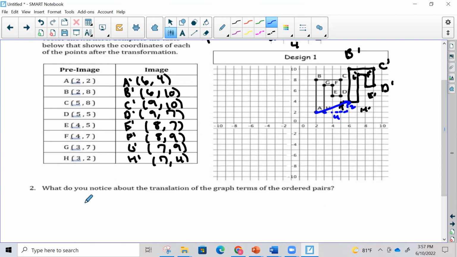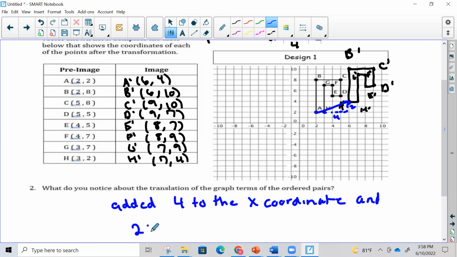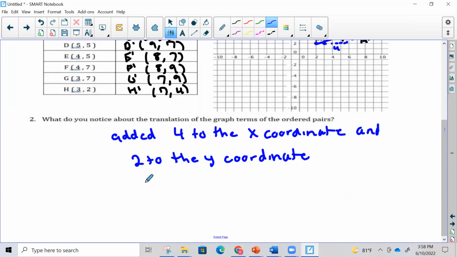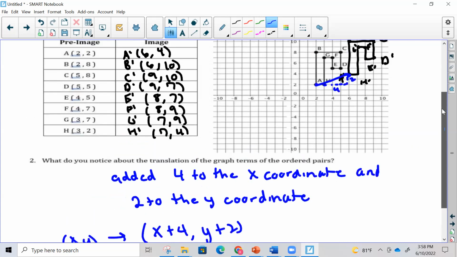Number 2 says, what do you notice about the translation of the graph in terms of ordered pairs? And it's exactly the same as the vector. So we added 4 to the X coordinate and 2 to the Y. And again, they gave this to us, but X plus 4, Y plus 2, that's the vector. So we're saying X, Y is changing to X plus 4, Y plus 2.